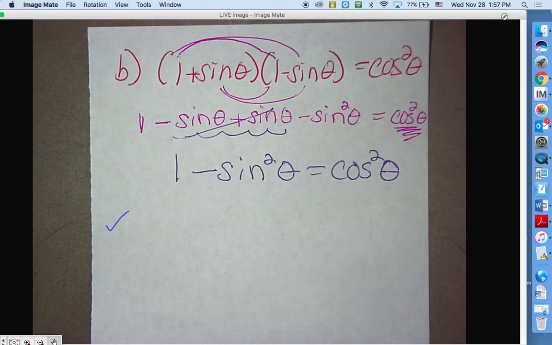Okay, so here's where the identity part comes in. Now we're going to try and take a piece out and replace it. So this really says 1 minus sine squared is equal to cosine squared. Looking over at the identities.